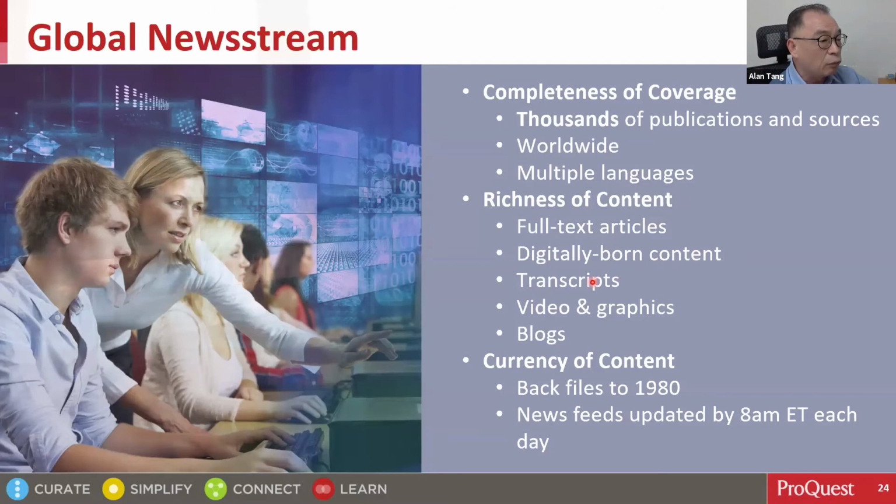And we even have videos and graphics, video from CBS and also from CNN. And as you may know, the 60 Minutes, we have video from 60 Minutes as well, and also sourced from different blogs. And the back file goes back to 1980, okay? And also newsfeed is updated by 8 a.m. Eastern. That means it is New York time, Eastern Coast. So it will be 8 p.m. in Hong Kong each day, okay?